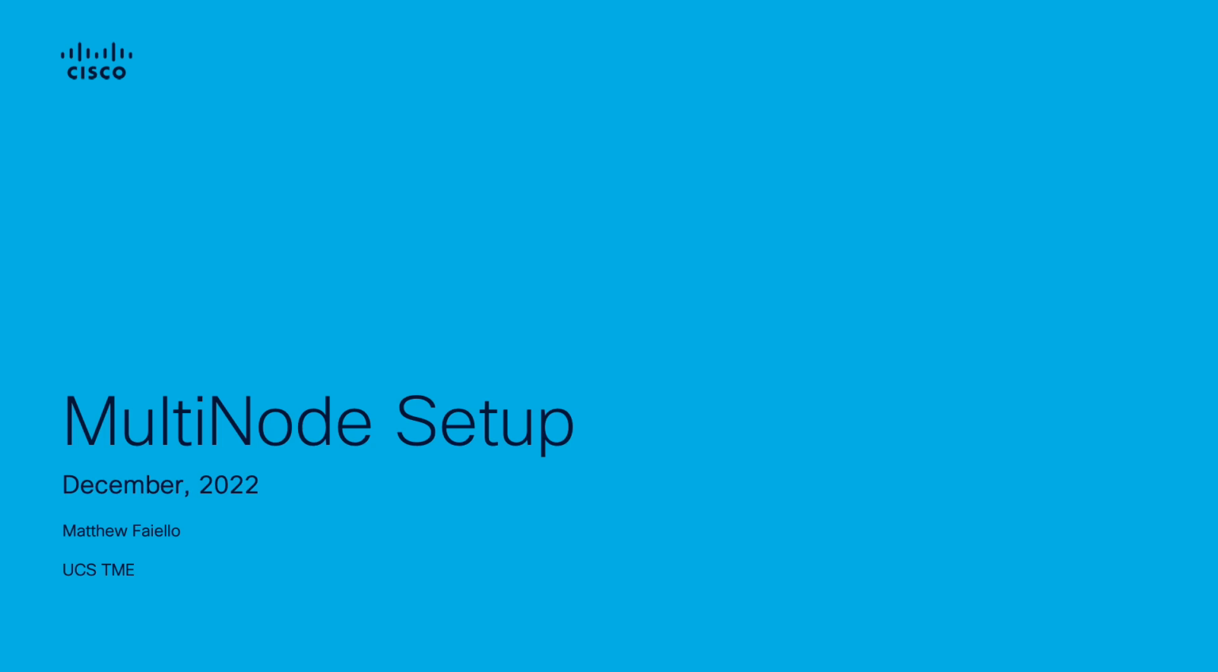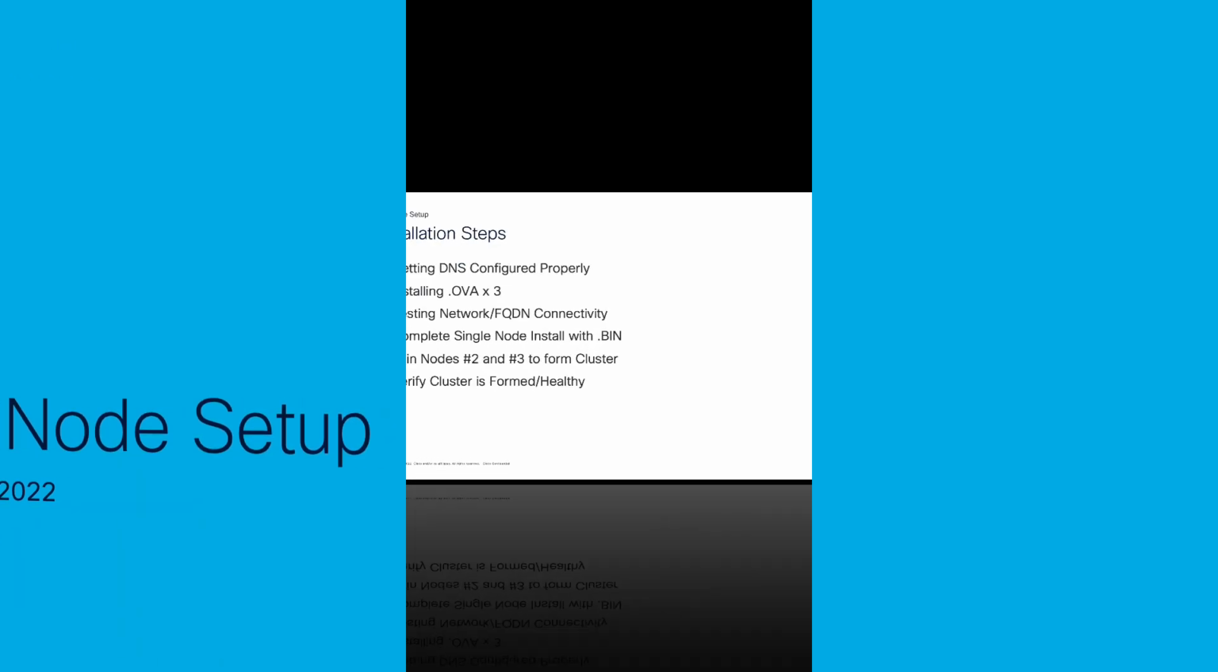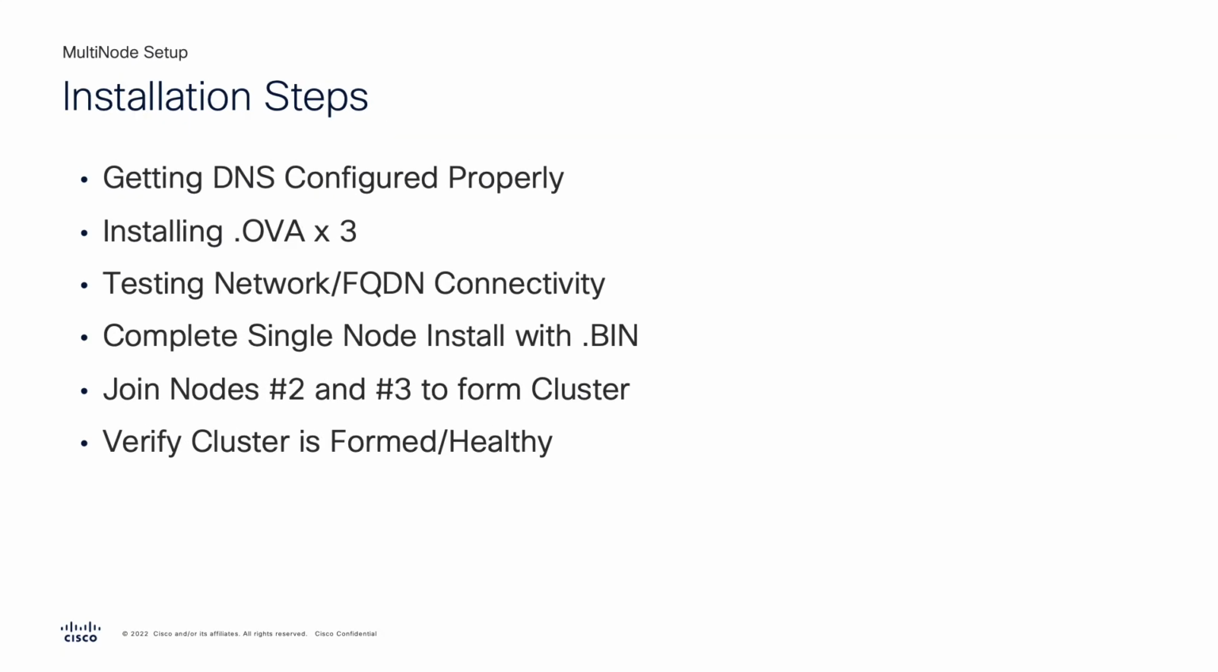And today I'm going to show you a little bit about multi-node appliance install and setup. I'd like to briefly go over the installation steps. First, we're going to get the DNS configured properly, and I'm going to show you how to do that. Then we're going to go on to installing the OVA, but we're going to do it 3 times for each of the nodes in multi-node. We're going to get them powered up and onto the network and making sure we can ping them by FQDN.